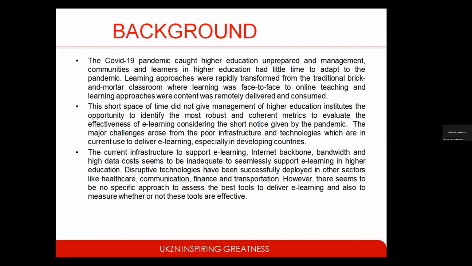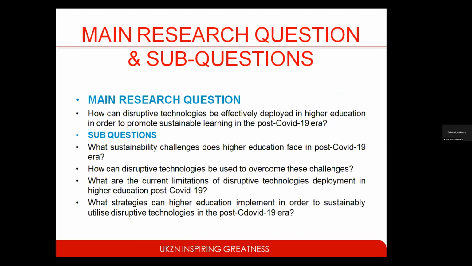The major challenges arose from the poor infrastructure and technologies which are currently used to deliver e-learning, especially in developing countries. The current infrastructure to support e-learning, internet backbone, bandwidth, and high cost of data seems to be inadequate to seamlessly support e-learning in higher education. Disruptive technologies have been successfully deployed in other sectors like healthcare, communication, finance, and transportation. However, there seems to be no specific approach to assess the best tools to deliver e-learning and also to measure whether or not these tools are effective in higher education.